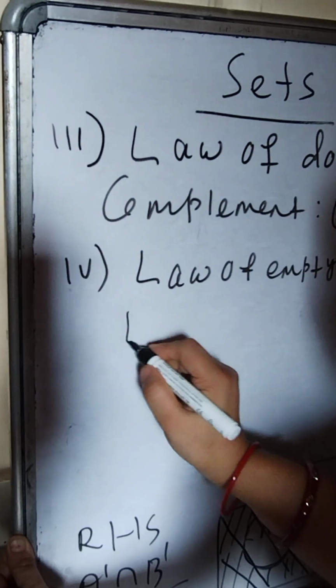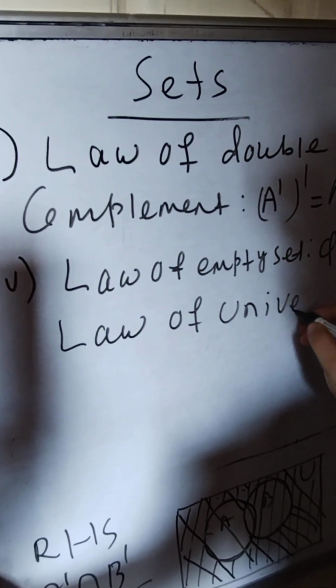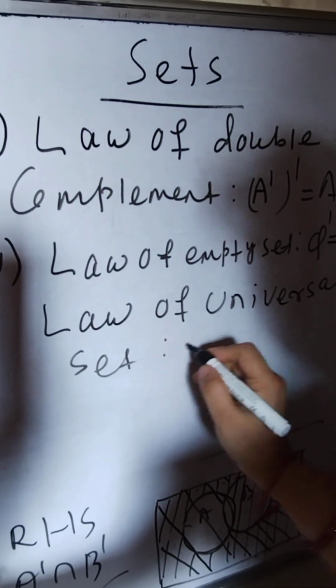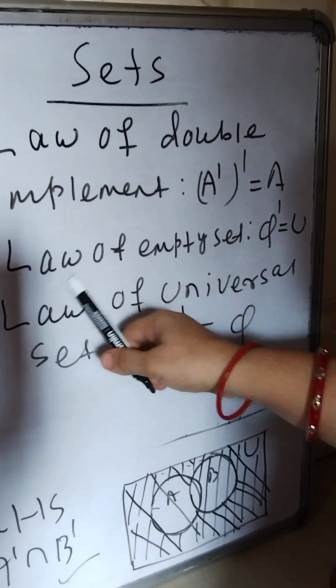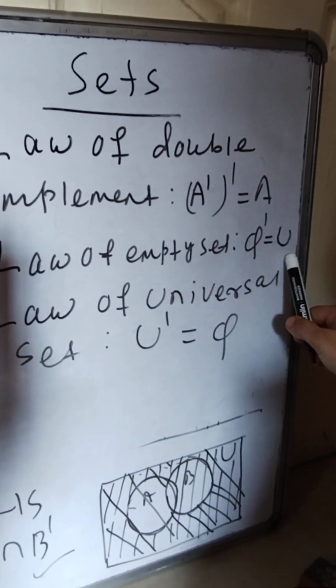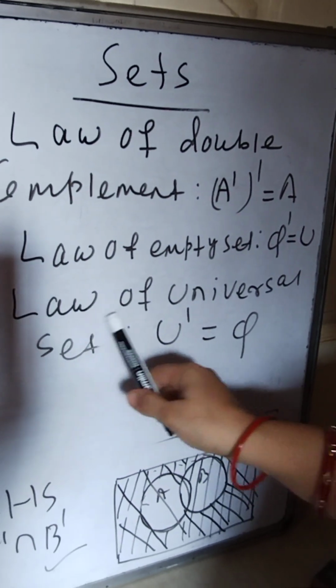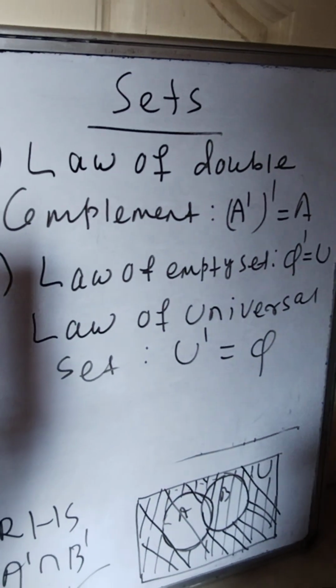Another is law of universal set, that is U complement is phi. Law of empty set, that is phi complement is universal set, and U complement is equal to empty set, which is called law of universal set. You can prove this using Venn diagram. Thank you.